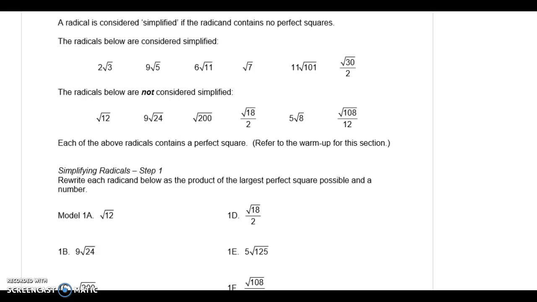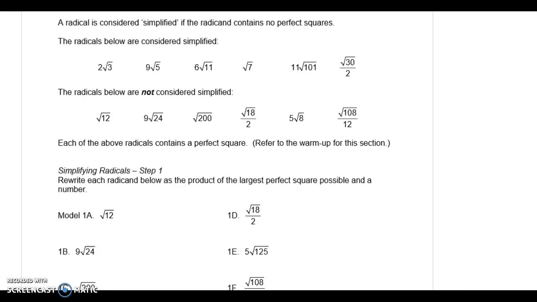So when we talk about simplifying a radical, again, we're trying to take out the largest perfect square that we possibly have. So the radicals 2 root 3, 9 root 5, 6 root 11, all those are simplified because there are no perfect square factors of 3, 5, 11, and so on. But in that bottom row, 12, 24, 200, all those numbers are not simplified because we do have a factor of each of those numbers that is a perfect square.